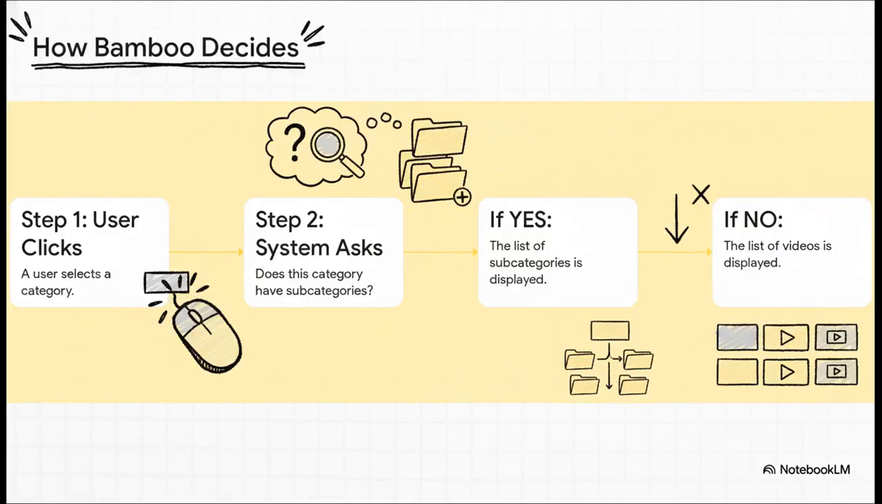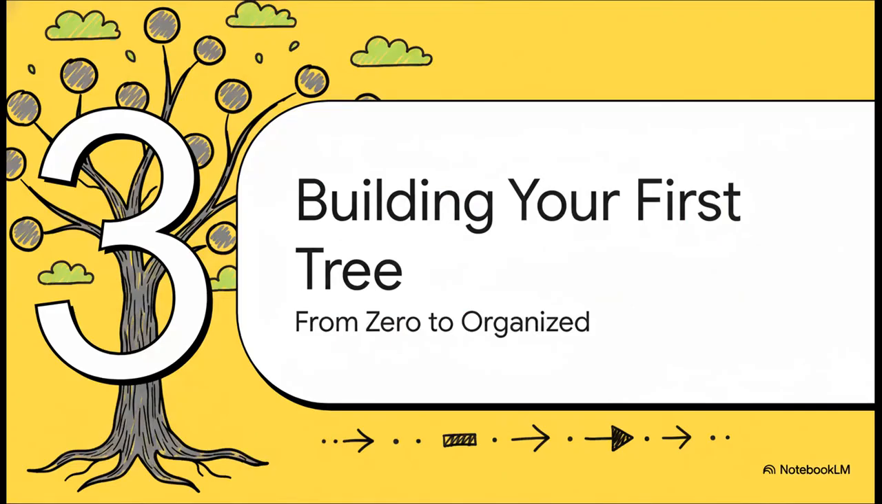Let's break down how the system thinks step by step. A user clicks something. The system asks itself one simple question. Are there any subcategories in here? If the answer is yep, it shows that list of subcategories. If the answer is nope, it shows the list of videos. It's a flowchart, you know? Super logical, totally predictable.